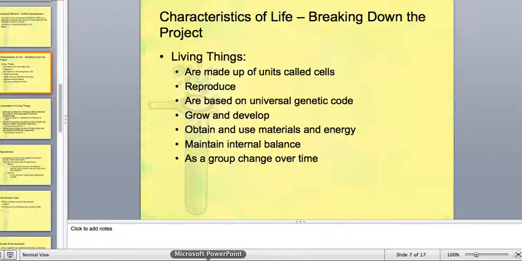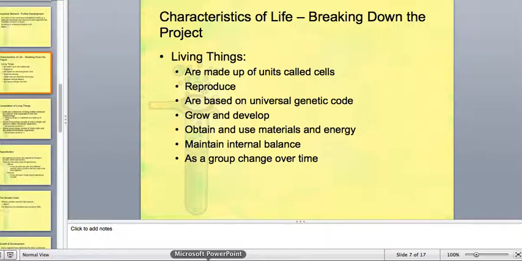When you're talking about living things, there are seven components that make living things alive, if you will. In order to be considered alive, you must meet these criteria. All living things must be made up of cells, whether single cells or multicellular organisms. All living things must be able to reproduce, either sexually or asexually, through budding, binary fission, or some other form of asexual reproduction.